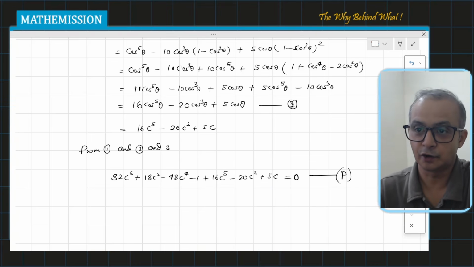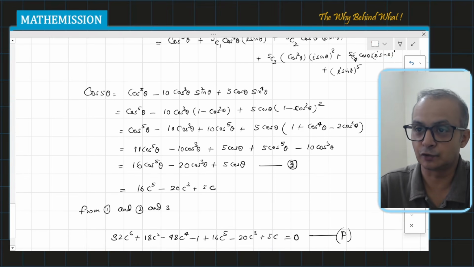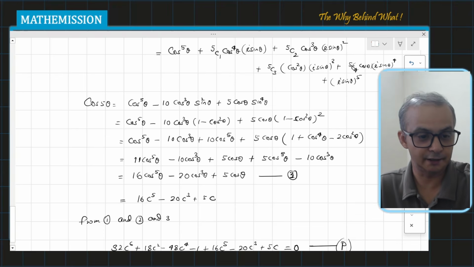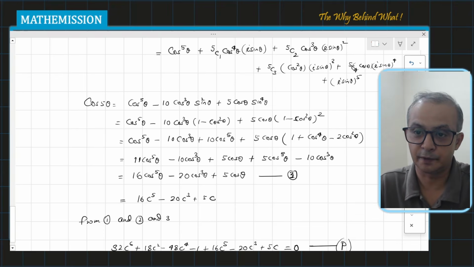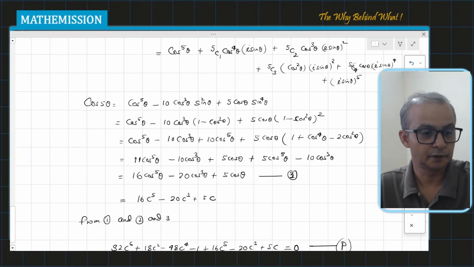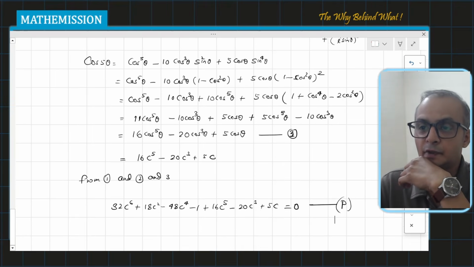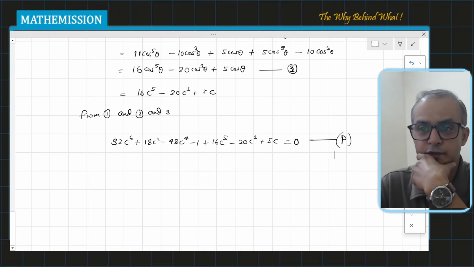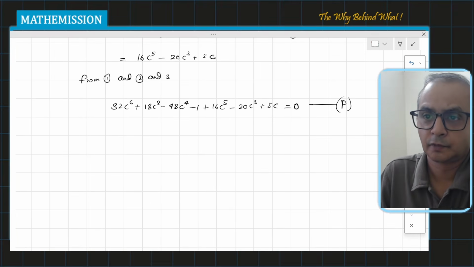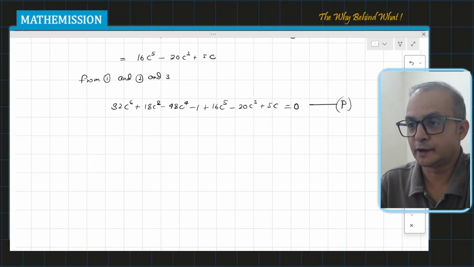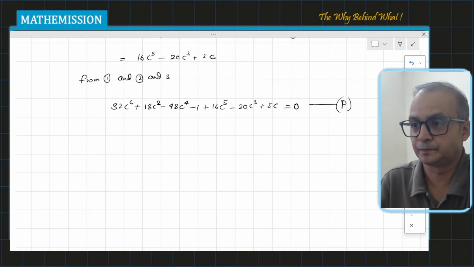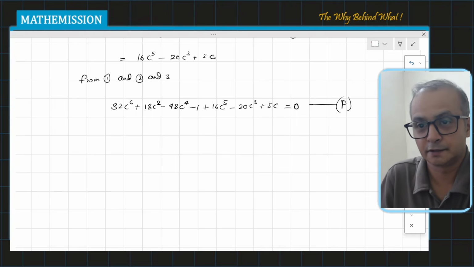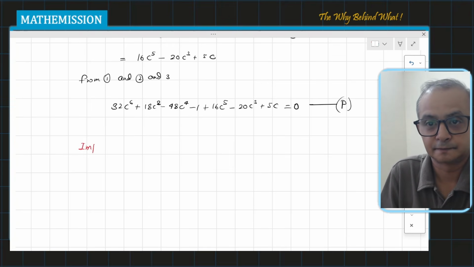Let me also confirm that my calculation so far is correct, because I've already solved it in my tab. So 16 c to the power 4 and so on. Okay, so that's correct actually. After this, what we have to do is important. Let's see. Please notice this, it is important.